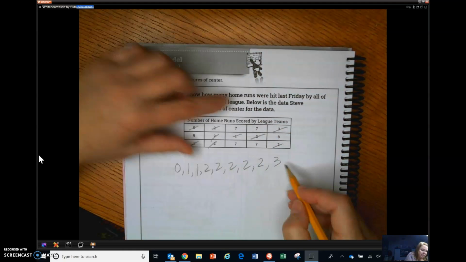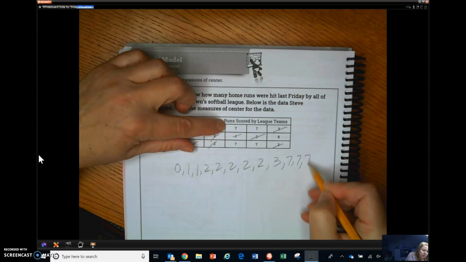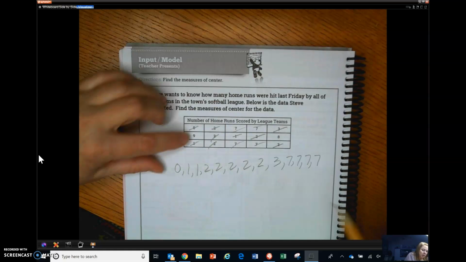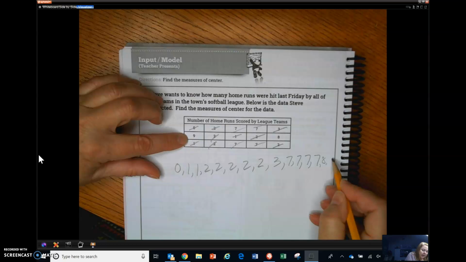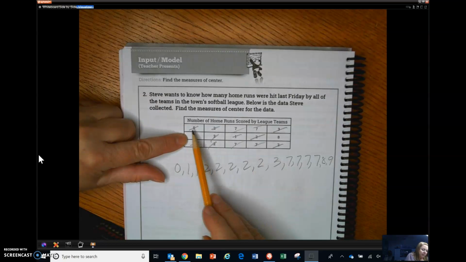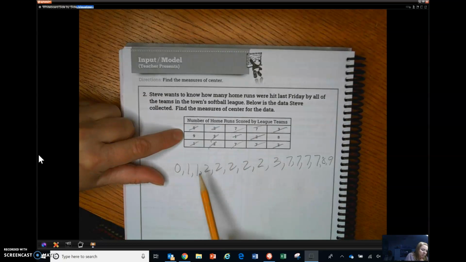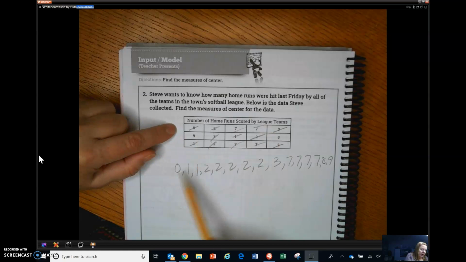1, 2, 3, 4 sevens. 1, 2, 3, 4. An 8 and a 9. And I should have 15 altogether. So 1, 2, 3, 4, 5.